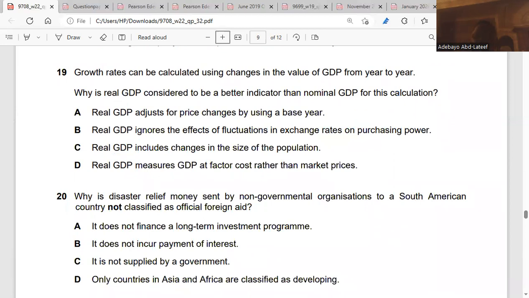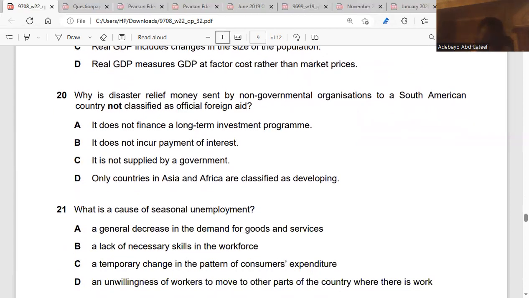Growth rate can be calculated using changes in the value of GDP from year to year. Why is real GDP considered to be a better indicator than nominal GDP for this calculation? Because real GDP is adjusted with the price using the base year. The nominal GDP is the normal GDP, but the real GDP, you have adjusted the price, which is inflation, with it. So it's A. Question 20.